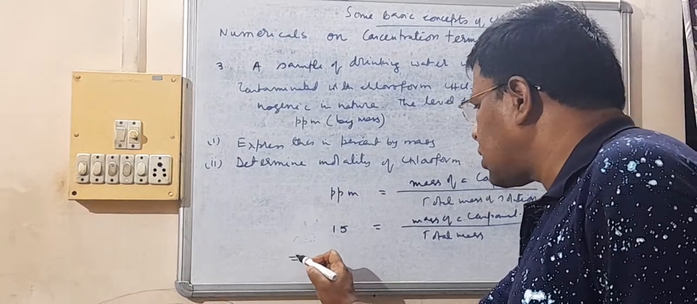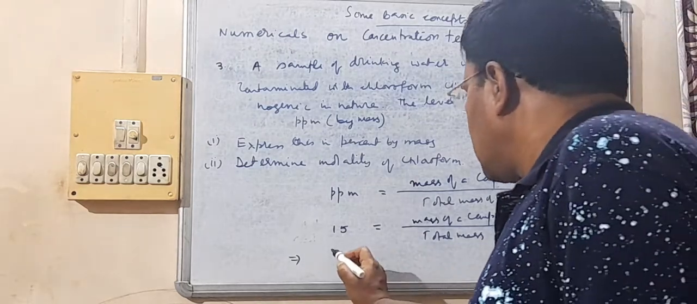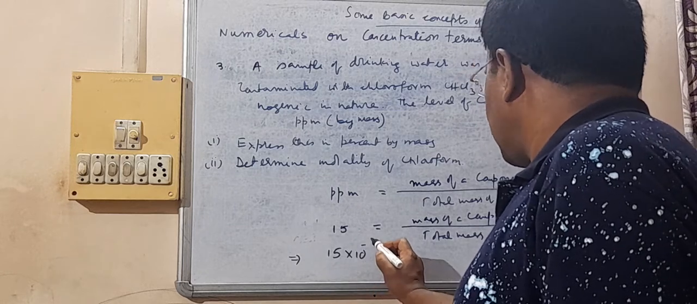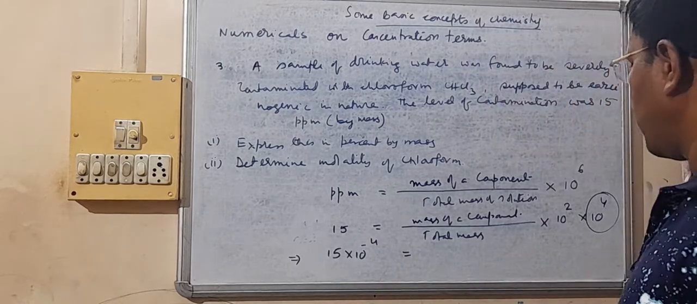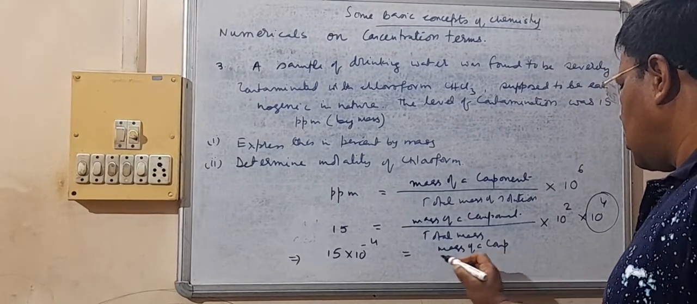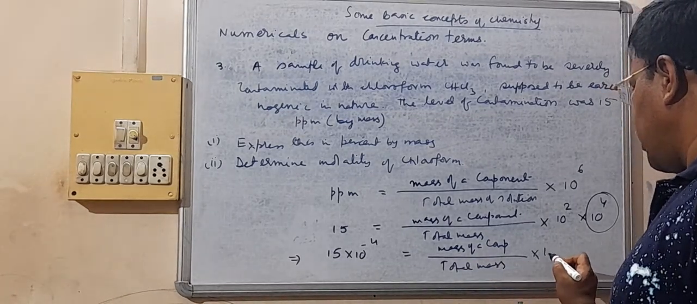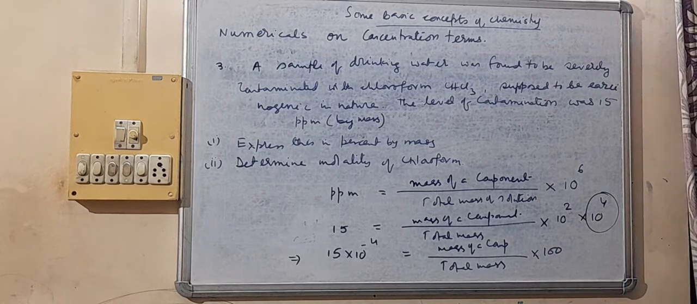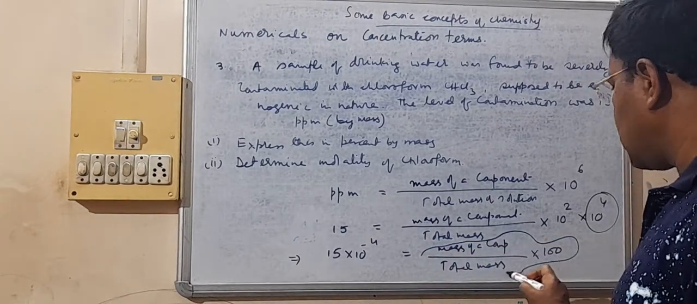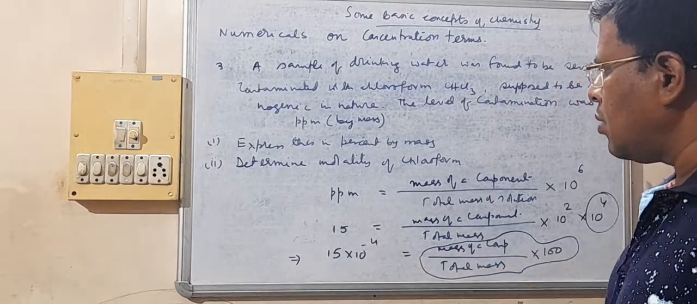Okay, and next what we do, we bring this 10 to the power 4 this side. So it will be 15 into 10 to the power minus 4 is equal to mass of a component by total mass into 100. So you see, this is what we know, it is mass percent. So we got the answer in mass percent.